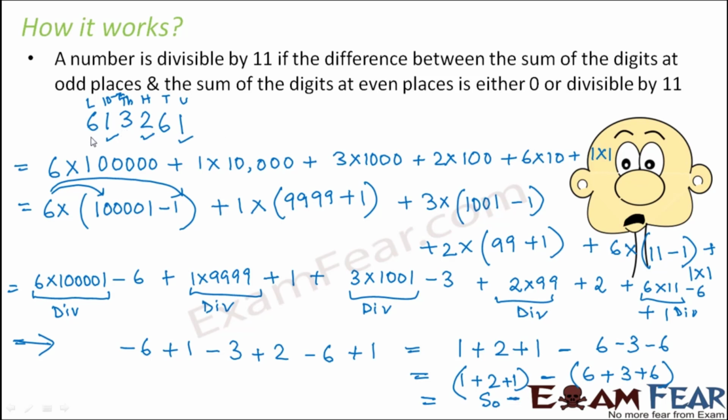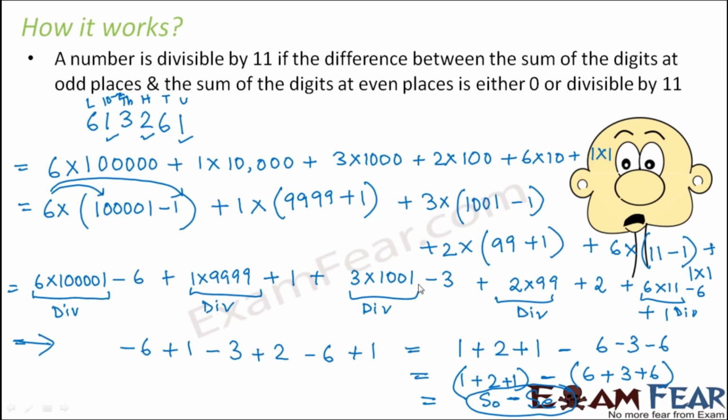Minus 6 plus 3 plus 6. This is the sum of the digits in the even places. So you see, the sum of the digits in the odd places minus the sum of the digits in the even places. That is the part which is doubtful, whether this is divisible by 11 or not, because the rest of the part we saw is anyways divisible by 11.